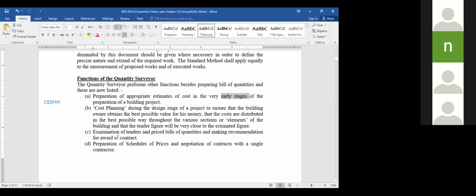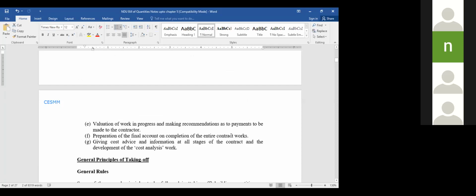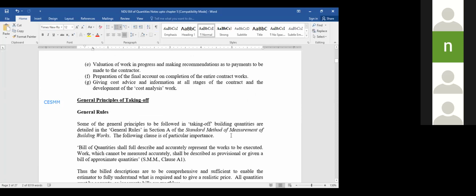Then we have preparation of schedules of prices and negotiation of contracts with a single contractor, among so many surveyors. Now, for our focus, we say we follow the SMM, and here we have the general principles of taking off.